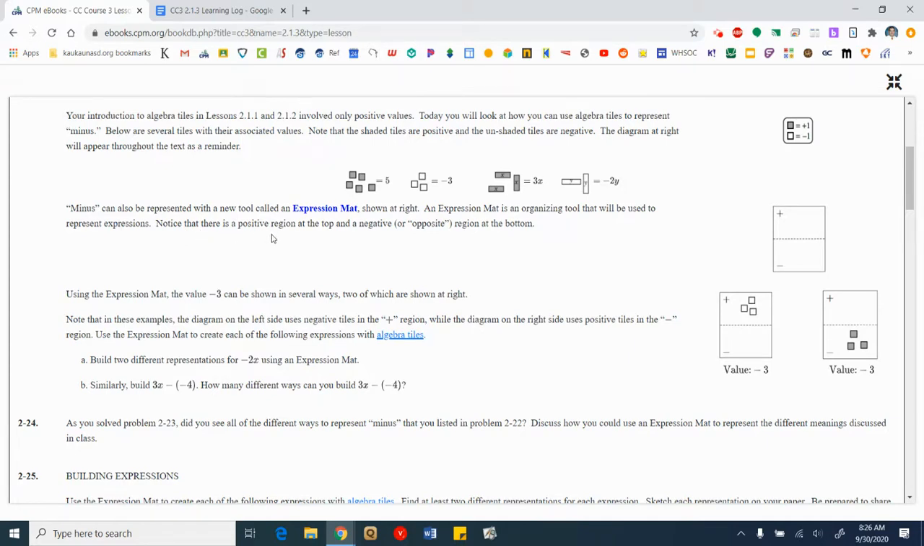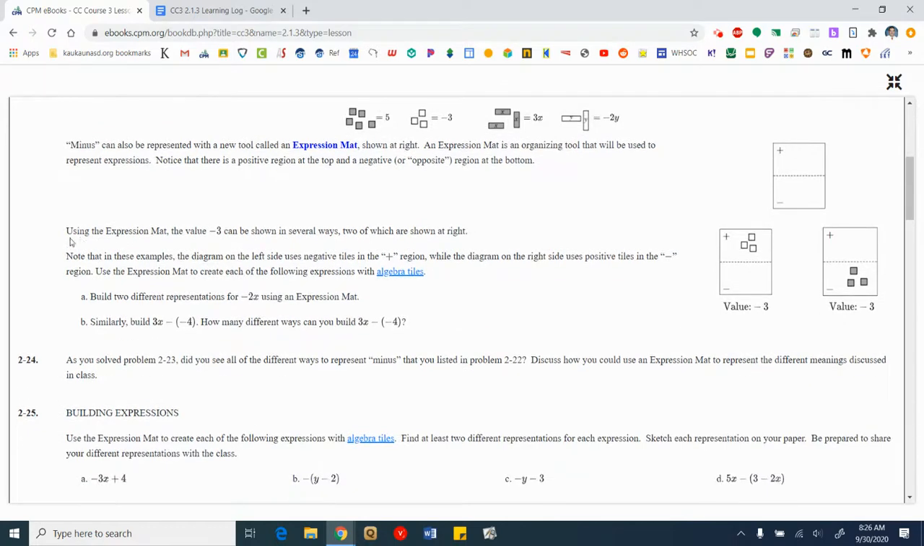Notice that there is a positive region at the top and a negative or opposite region at the bottom. Positive, negative, or opposite. Using the expression mat, the value negative 3 can be shown in several ways, 2 of which are shown at right. So plus a negative 3 or minus a positive 3. Both have a value of negative 3.